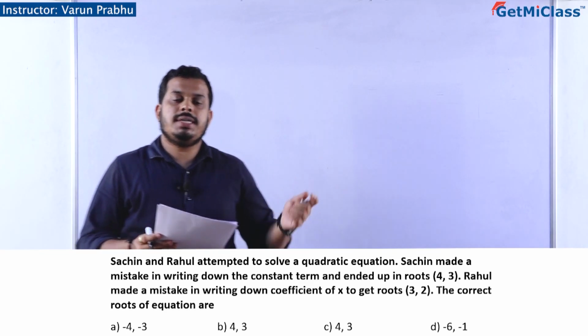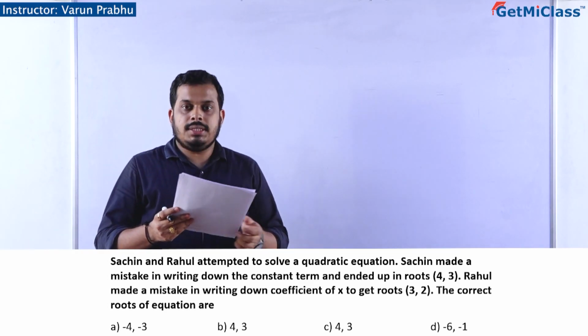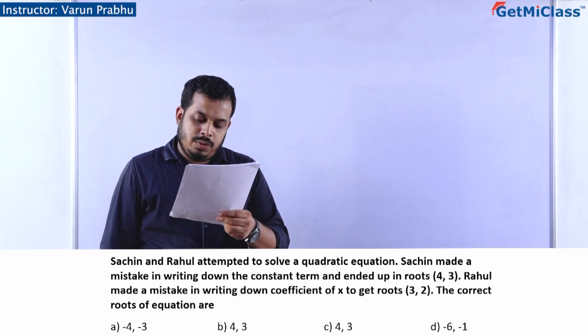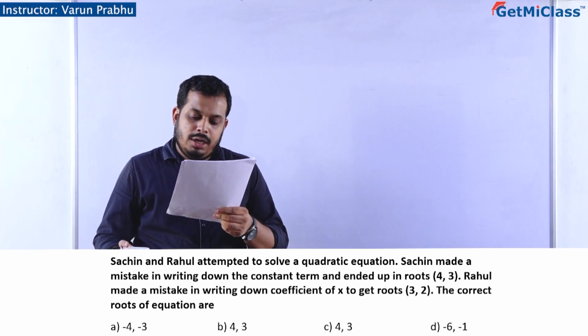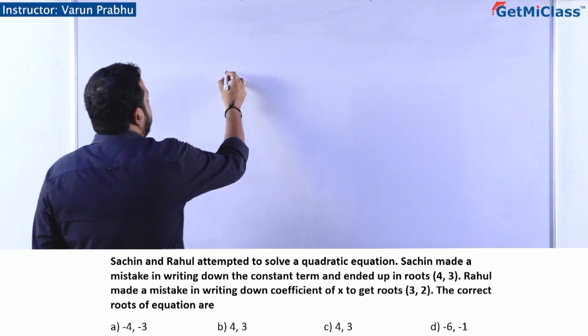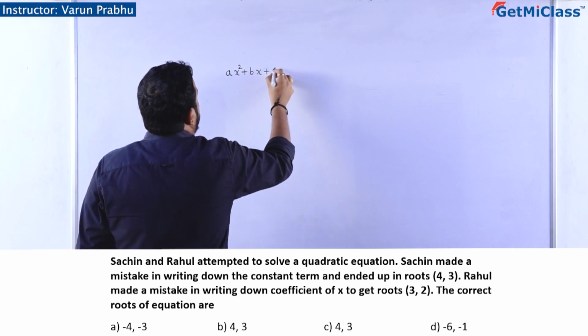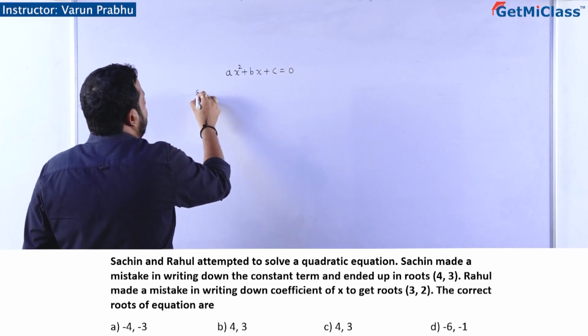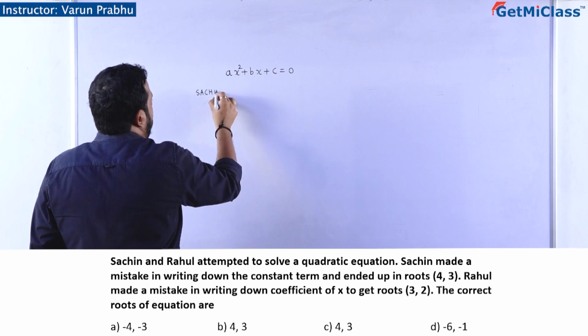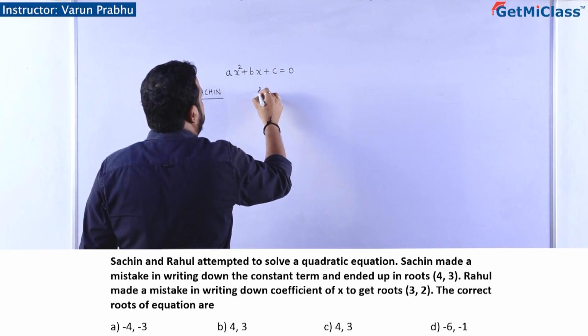If you look at this question, it's a descriptive question. I'll read it. Sachin and Rahul attempted to solve a question. Sachin made a quadratic equation. We'll say that the quadratic equation was like this: ax square plus bx plus c is equal to 0. There are two people, one is Sachin and the other person is Rahul.